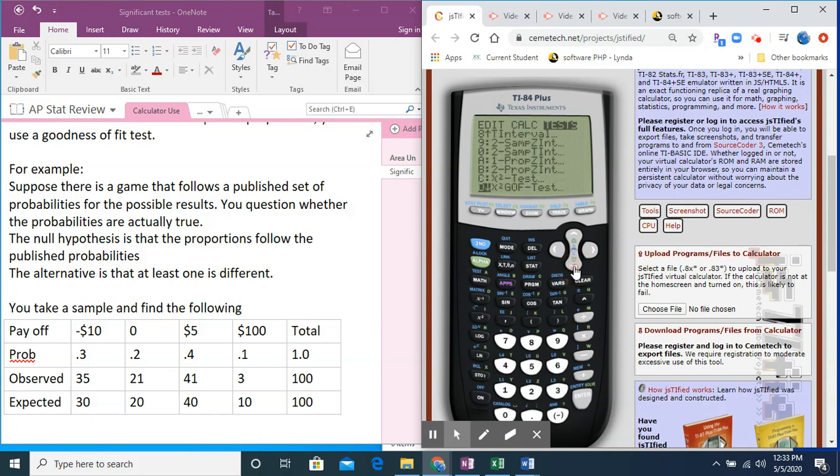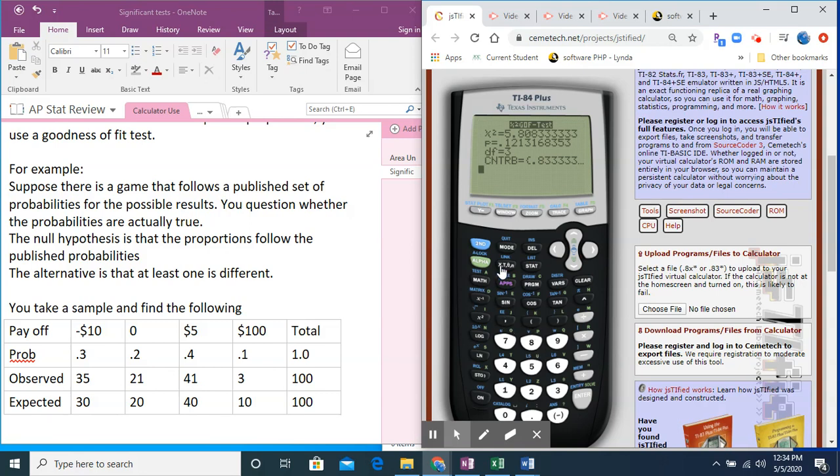So now, in order to get our chi-squared, we just go to stat, test, goodness of fit. So I come down, chi-squared, goodness of fit. Notice the symbol. My observed is my L2, so second L2, which is already there, L3, second L3. Now I have 4 categories. Since I have 4 categories, my degrees of freedom is 4 minus 1, which is 3. So now I can calculate.